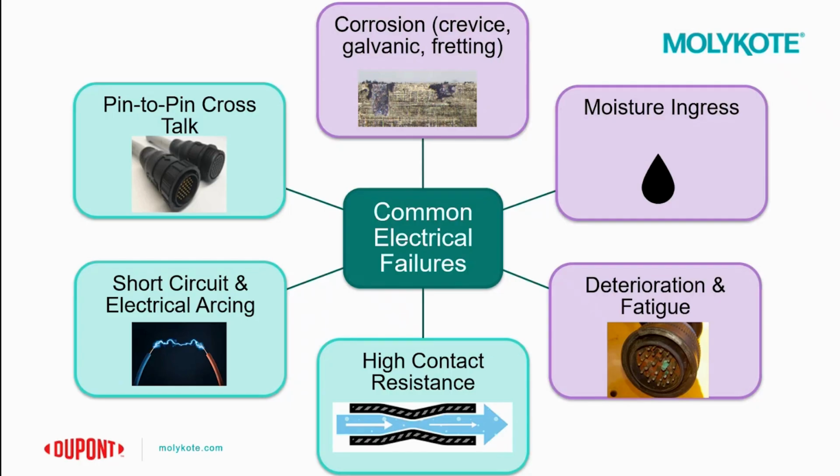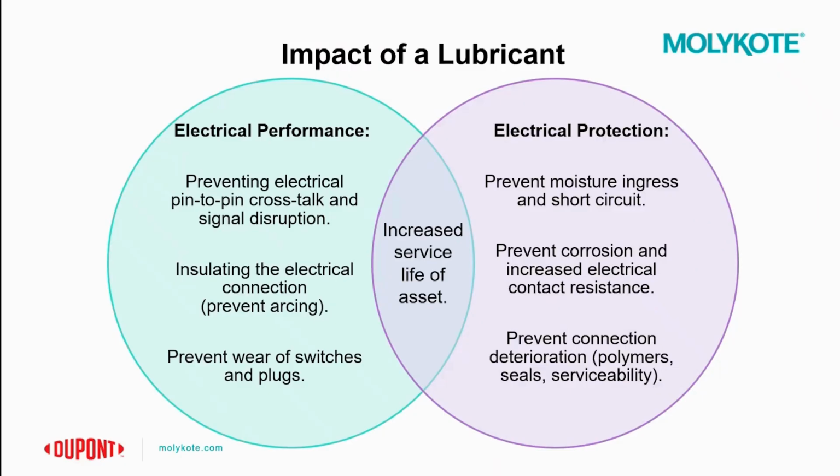On the other hand, we have the purple tiles representing failures falling under the electrical protection category. As these are more tangible forms of failure, these include moisture ingress, corrosion, and deterioration or fatigue of a connection. In a bit, we'll unpack these topics a bit further and talk about preventing these failures with the MOLYKOTE product line. So what is the potential impact of a lubricant?